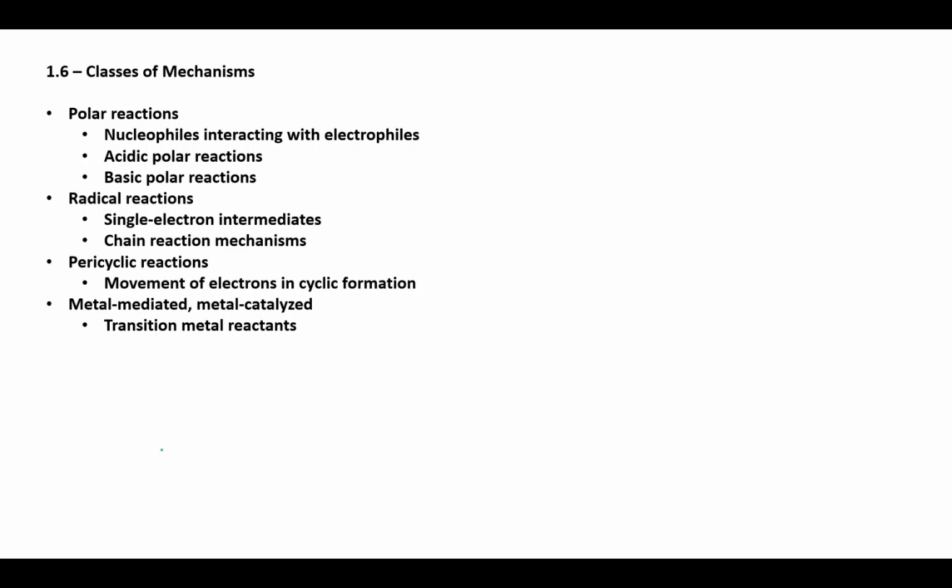Pericyclic reactions, again, are going to be these cyclical movements of electrons. The Diels-Alder reaction or decarboxylation are two examples of pericyclic reactions that you have seen in Organic 2. And then at the end of class this semester, we'll talk about metal-mediated or metal-catalyzed reactions. These use transition metals. These have a very different set of mechanistic steps, and so they're going to be separated off from everything else that we talk about, right?